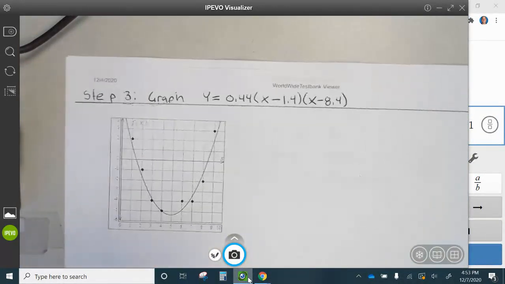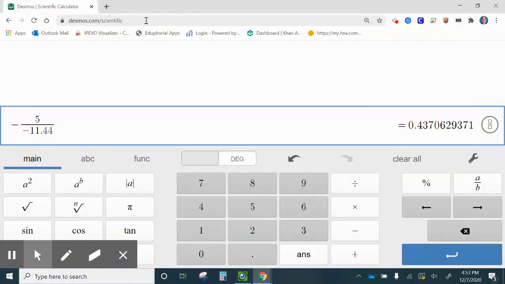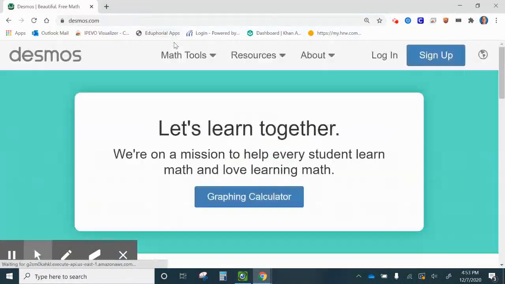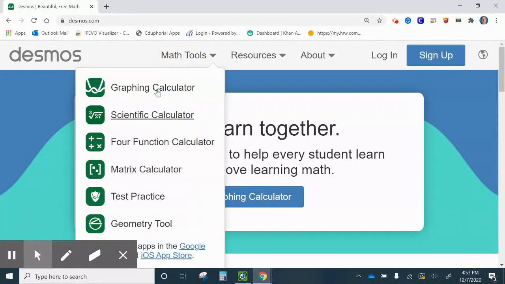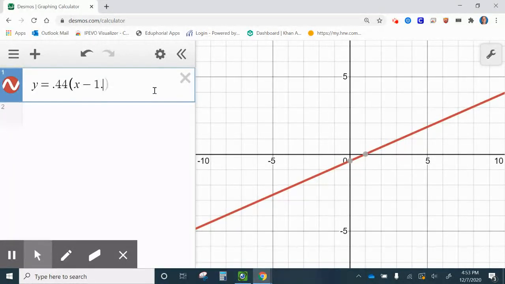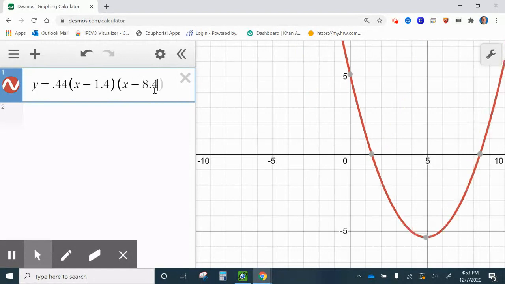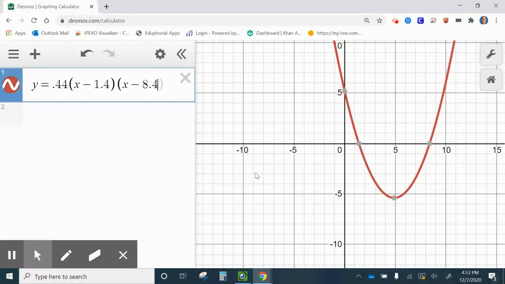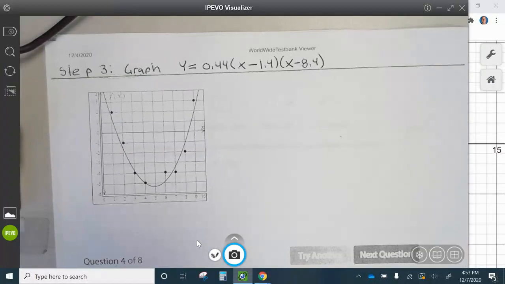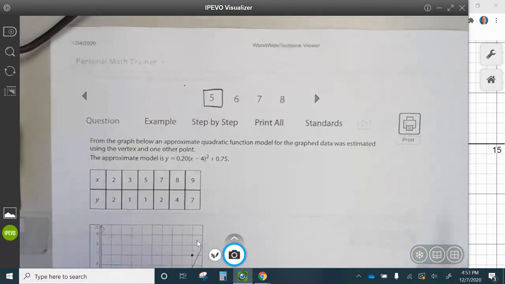All right, let's go ahead and graph this and verify that this matches that graph. So, tools, graphing calculator, y equals 0.44 parentheses x minus 1.4 parentheses x minus 8.4. You can see that this graph matches that graph. So let's move on to the next question. All right, question 5.